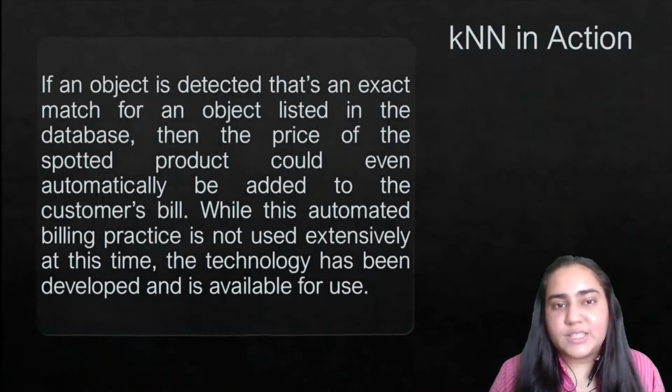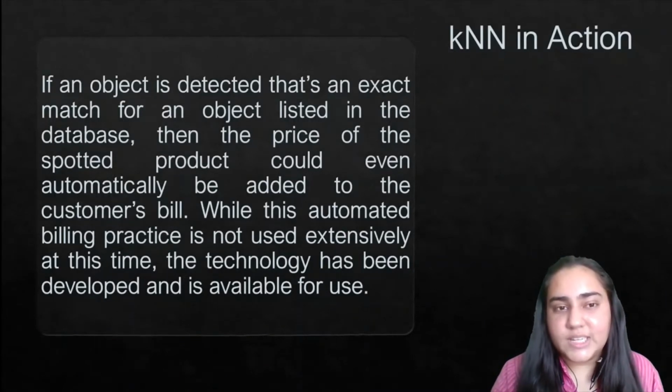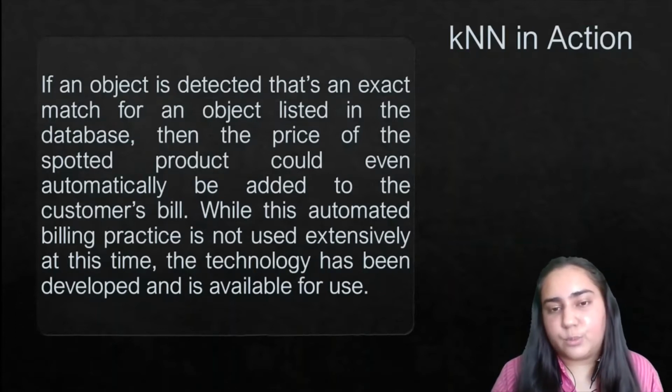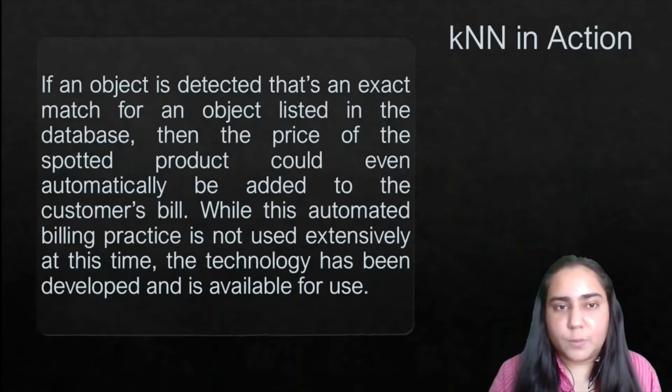And if an object is detected that's an exact match for an object that is listed in the database, then the price of the spotted product could even automatically be added to the customer's bill. And while this automated billing practice is not used extensively at this time, the technology has been developed and is available for use. So nowadays, KNN is being used for this purpose to prevent theft and to automatically add the price of that product into the person's bill.